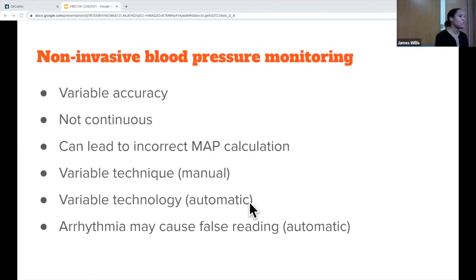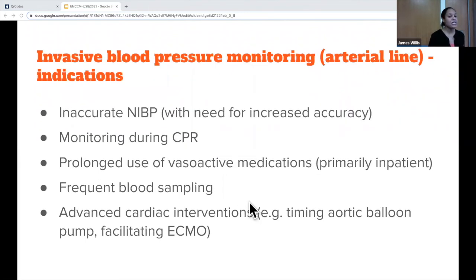With manual, people do it differently. People hear the sounds differently. And with an automatic cuff, depending on the actual algorithms and the technology of the machine, you may not actually get accurate numbers. In addition to that, body habitus and arrhythmias can all play into not quite getting accurate assessments of someone's blood pressure. And so in those cases, you may want to look at doing invasive blood pressure monitoring with an arterial line.